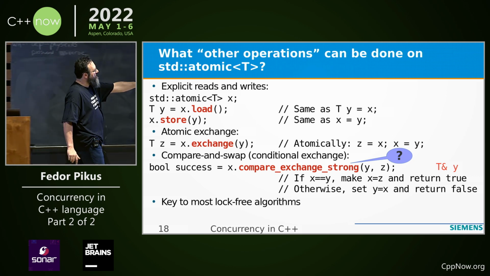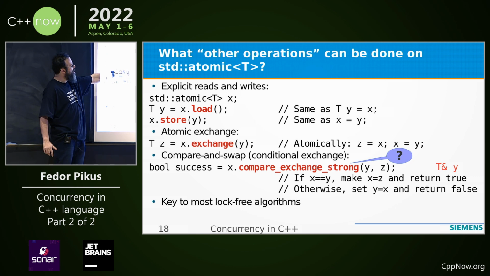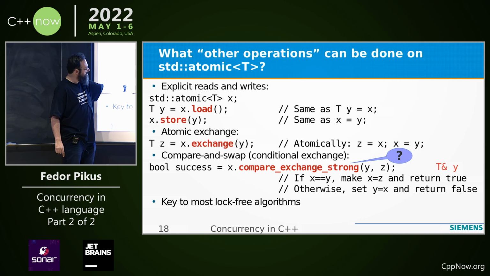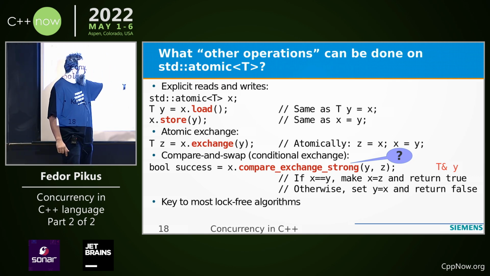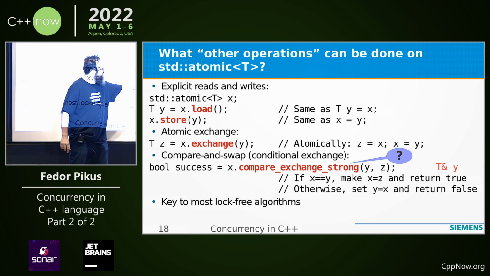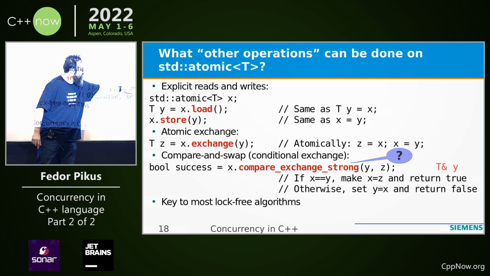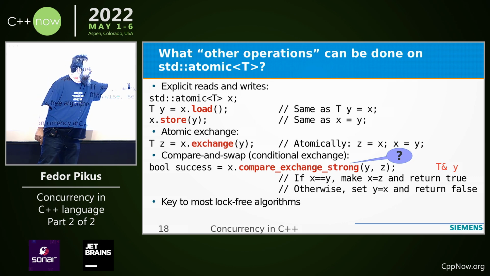This is unconditional. X will always change. Here is the conditional. Very interesting operation. Compare exchange. Ignore the strong for a second. Y is the old value. Z is what you want it to become.